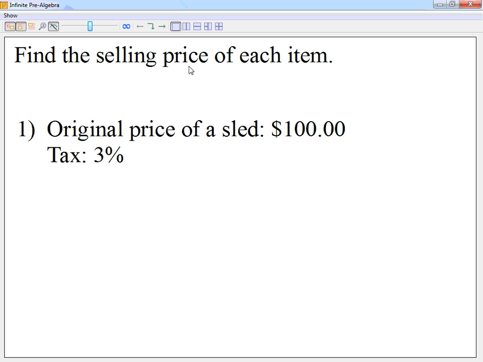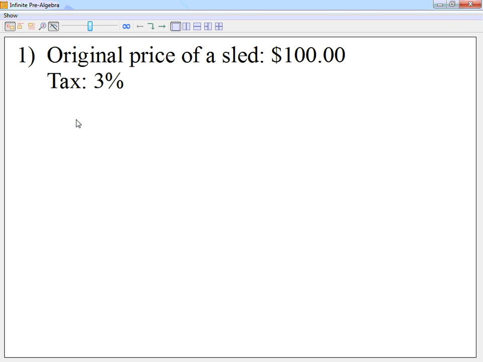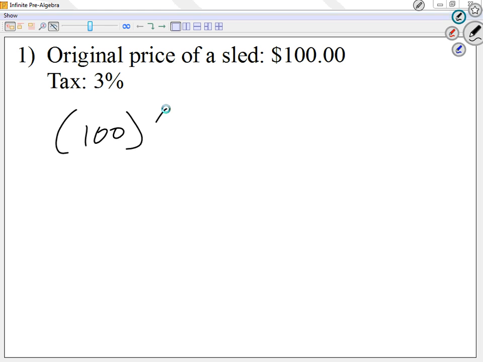It says find the selling price of each item. So the original price was $100. So I'm gonna go 100 times the tax as a markup. So starting from 100, we're marking it up 3%. So I have to pay 103%. And so we had to pay the whole price, which is 100, plus 3% more, so it's 103%.